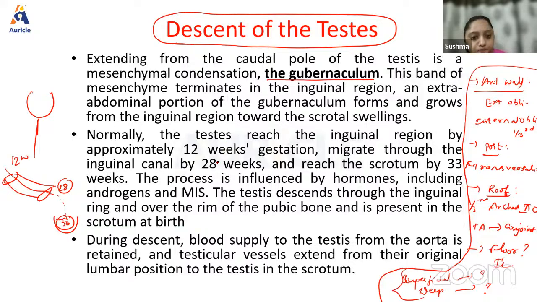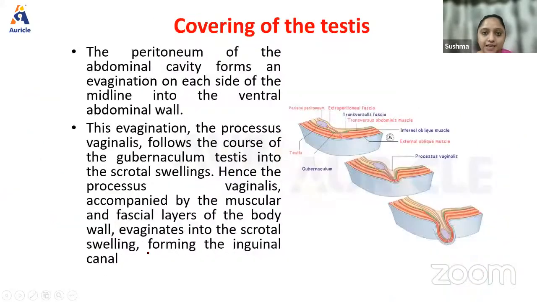Right. Next. This process is influenced by so many hormones, especially the androgens and MIS. Then the testis descend through the inguinal ring over the rim of the pubic bone and present in the scrotum at birth. During descent, the blood supply to the testis from aorta is retained and the testicular vessels extend from their original lumbar position to the testis and scrotum.